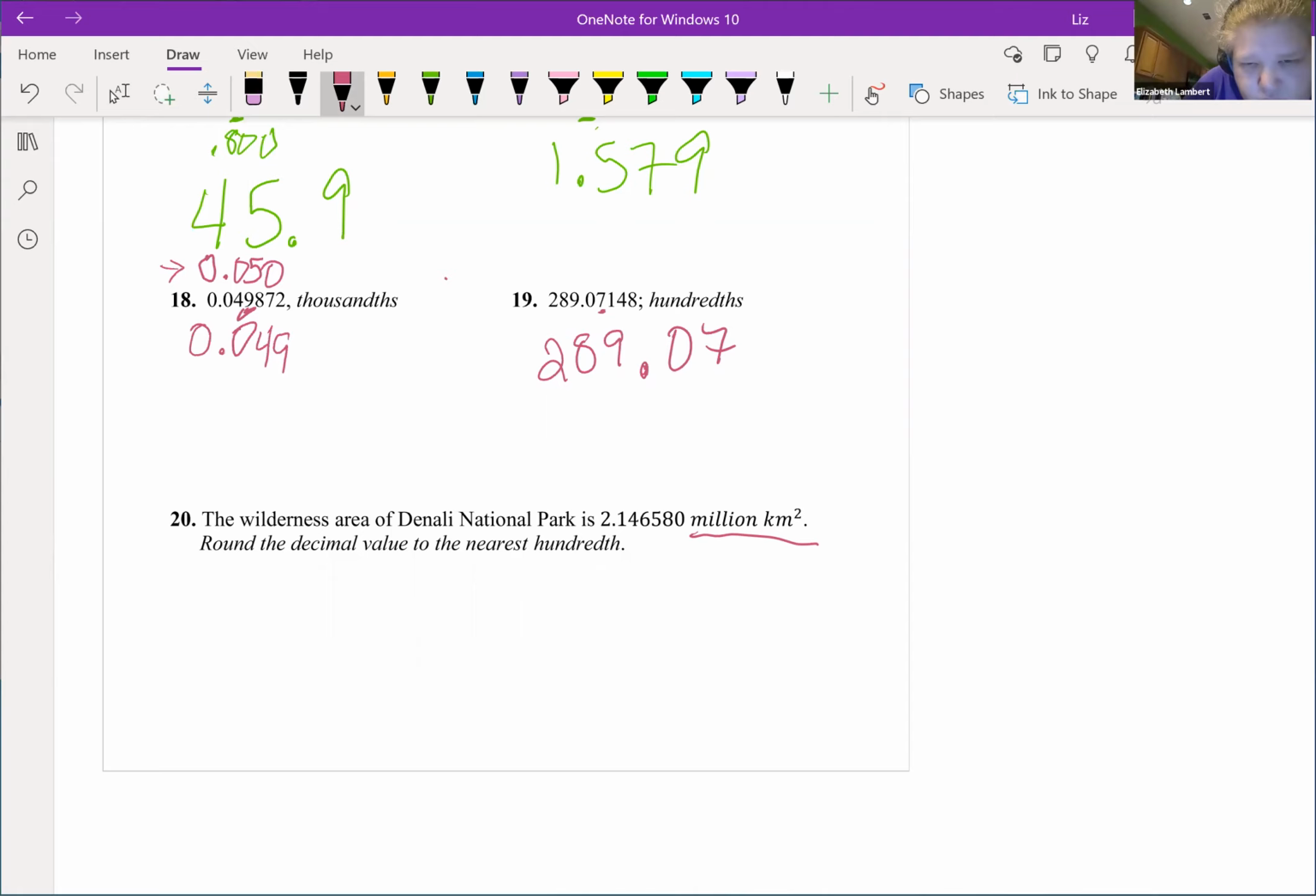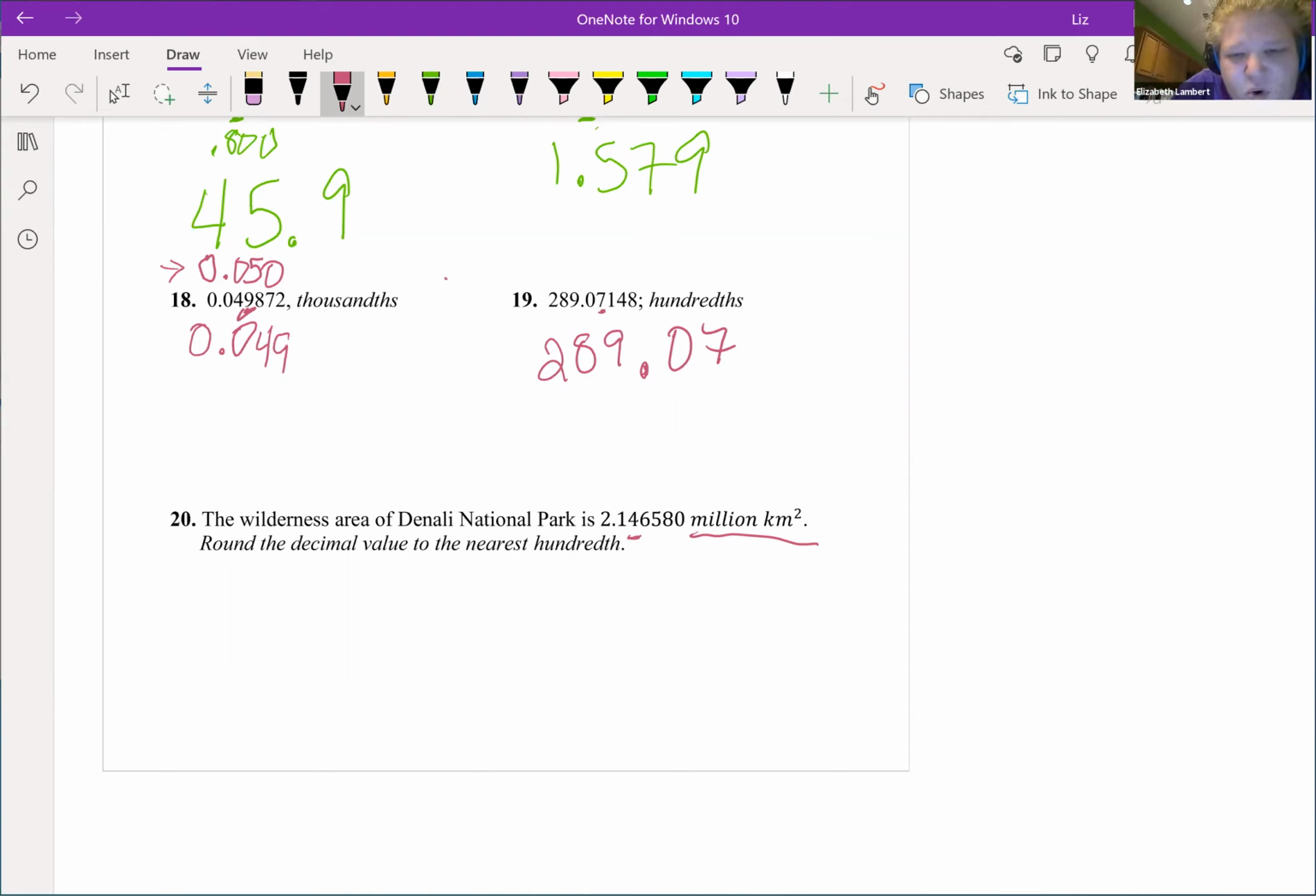So it really should say the nearest hundredth of a million square kilometers. Like it would read weird, but that would be the more precise way to do it. This is technically vague. This is what I mean about asking questions. Like I could see the argument either way.